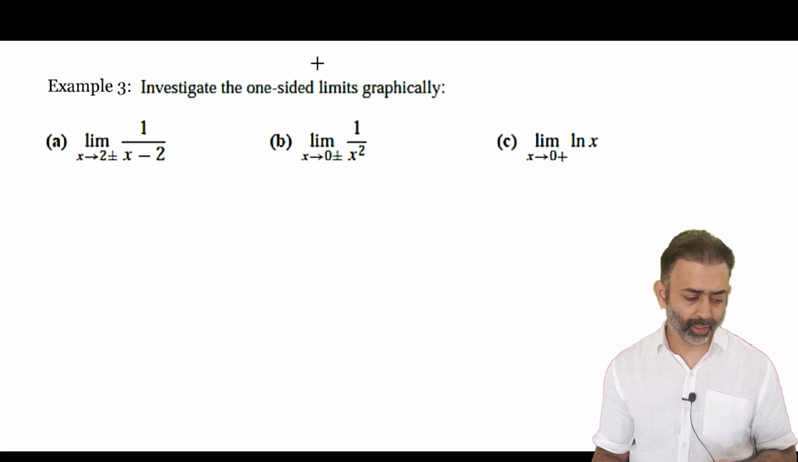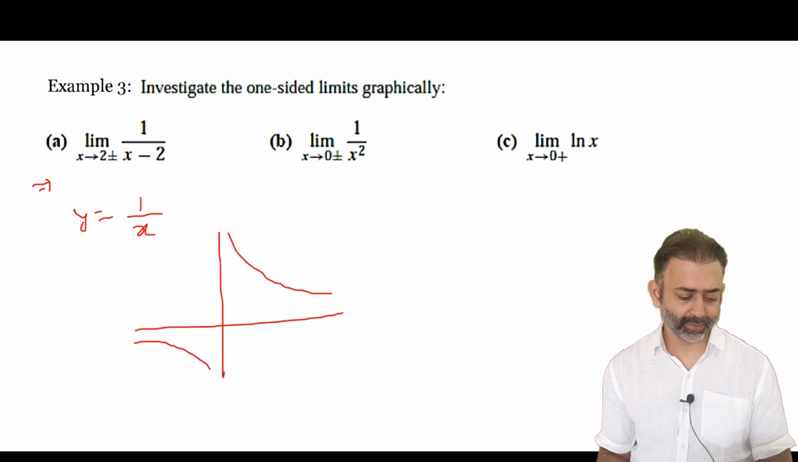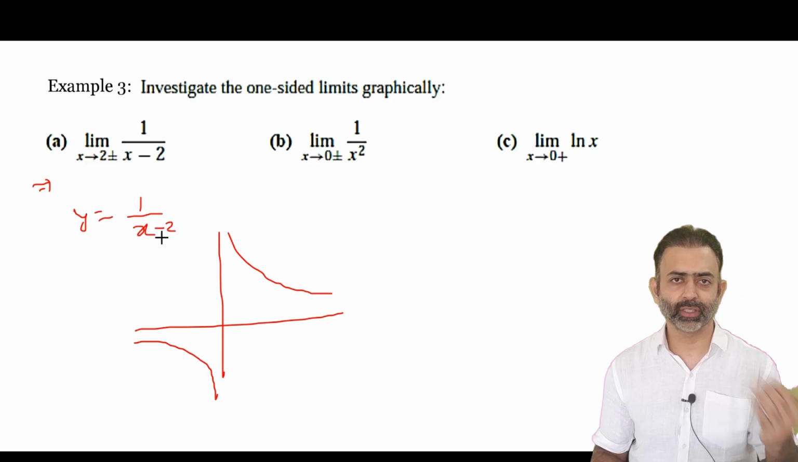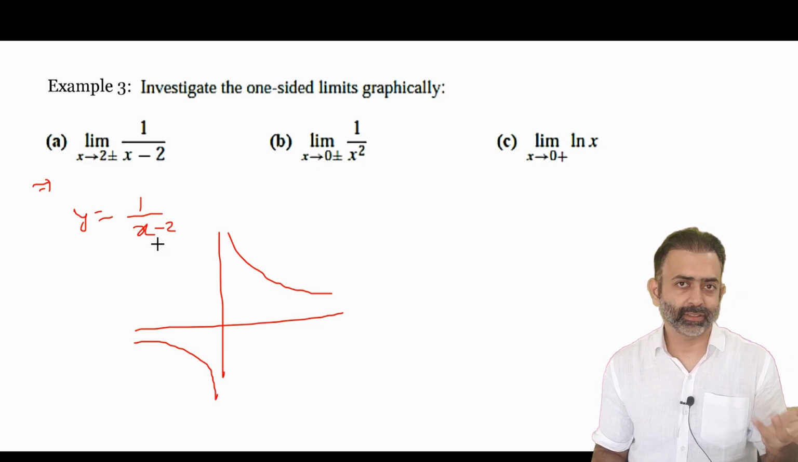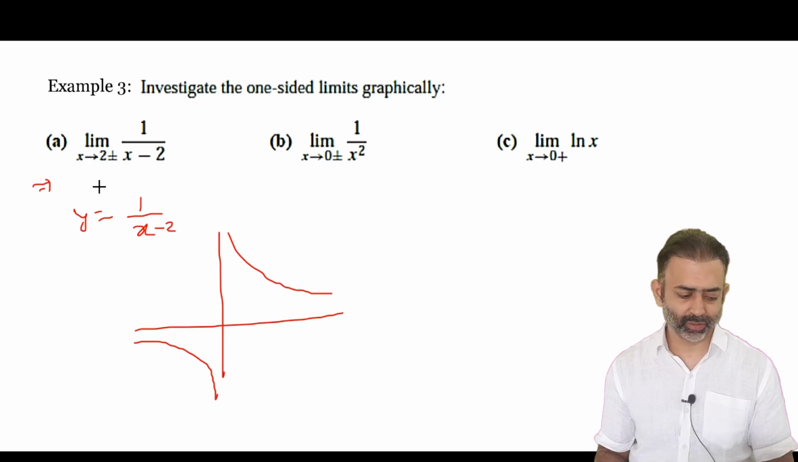Next one. Investigate the one-sided limits graphically. First part, as you know, the graph of y equals 1 over x is something like this. Okay, it's a rectangular hyperbola. And if I need to plot this x minus 2, I just need to transfer the y-axis 2 units towards left. Y-axis, I'm not saying the graph. Okay, graph I need to move towards right by 2 units.